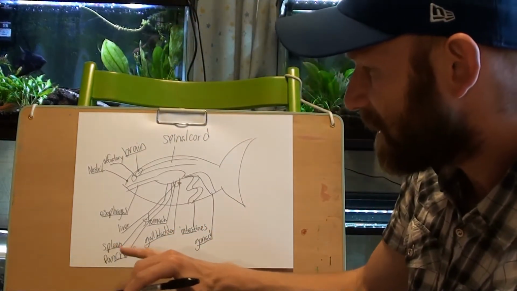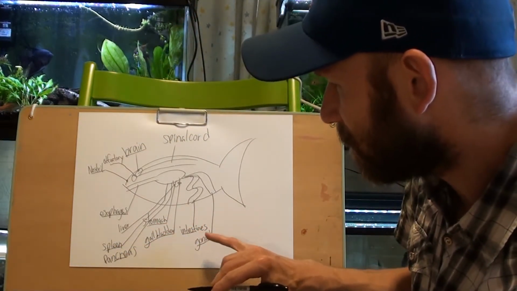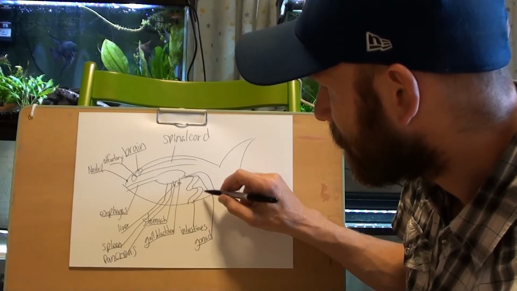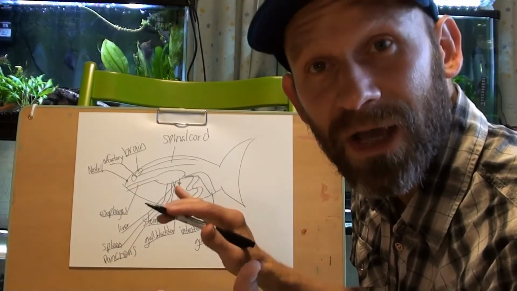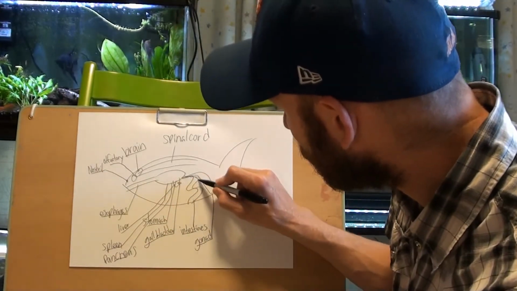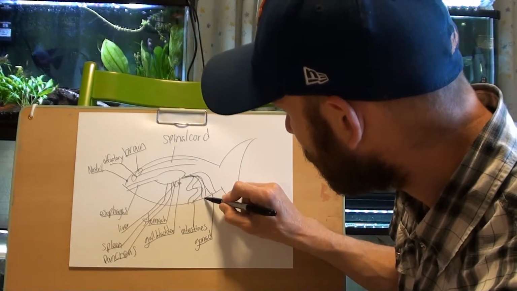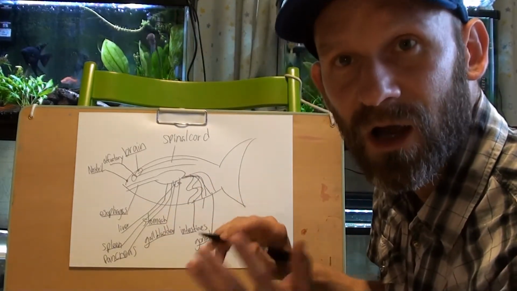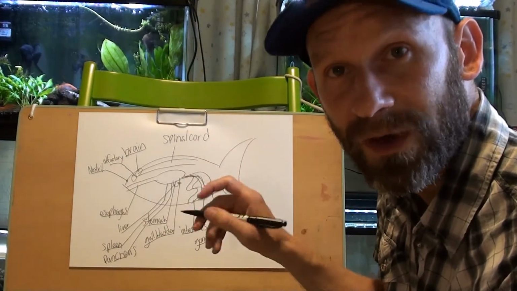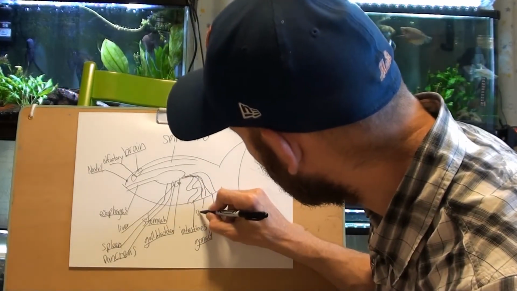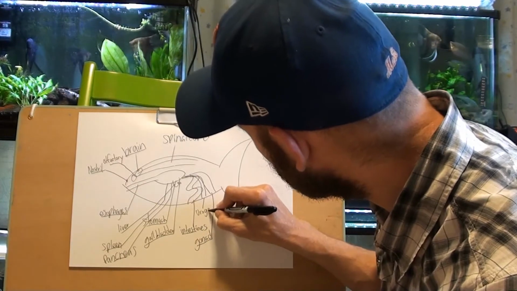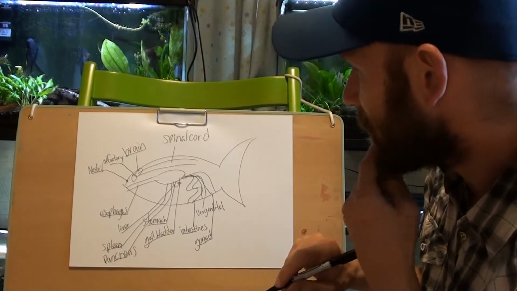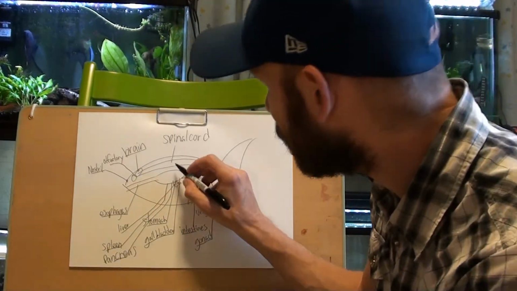So we have the spleen, the pancreas, stomach, gallbladder, intestines, gonads. Of course, we have the urogenital area. The urogenital is where the fish gives off its waste. Okay, so that's pretty much the basic parts of a fish.